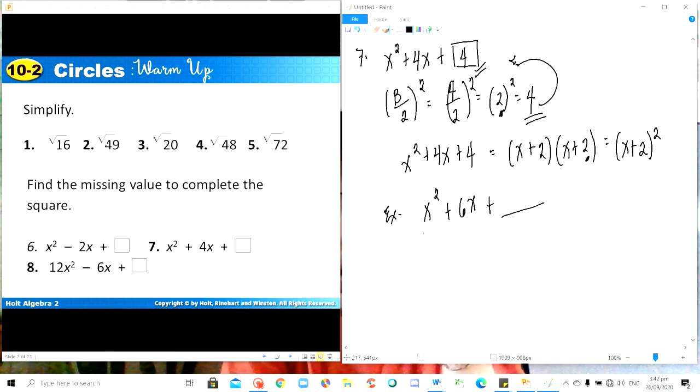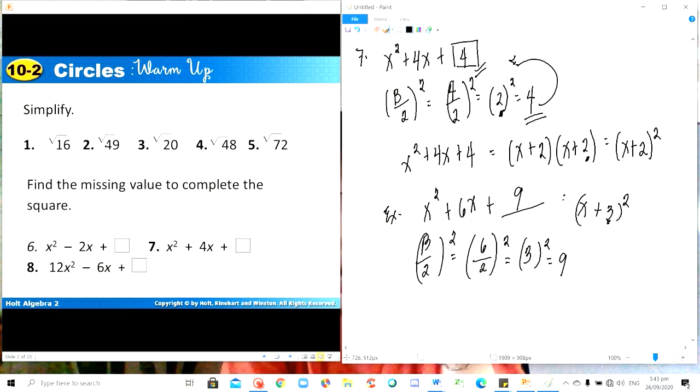Okay, let's try. Again, that's b over 2 and then square it. So what is your b? It's 6 over 2 squared. So what is 6 over 2? That's 3 squared, which is equal to 9. So therefore, you add 9. How do you write this in factored form? You have x plus 3 squared. Where did you get the 3? It's the quotient of 6 over 2, which is also here.